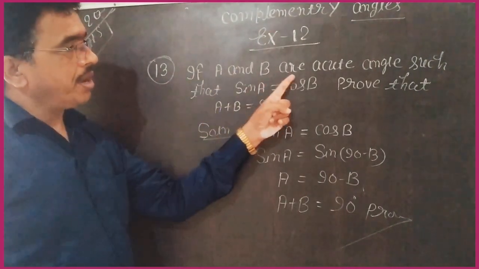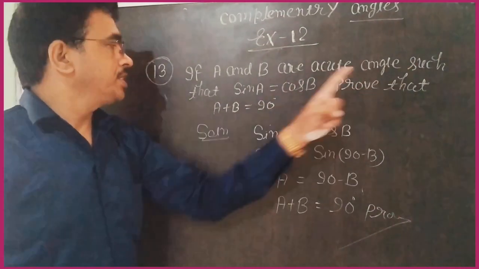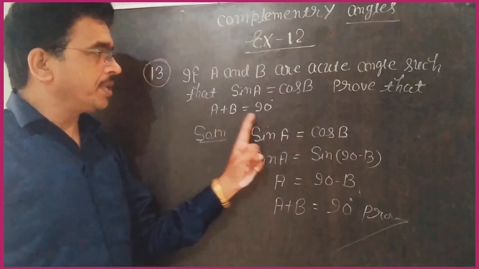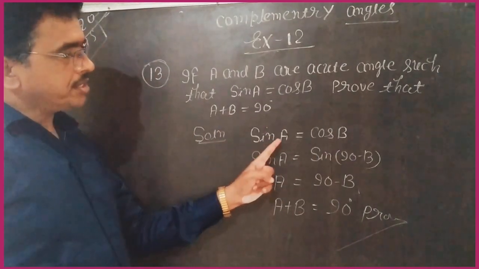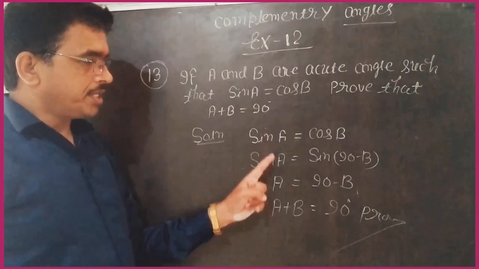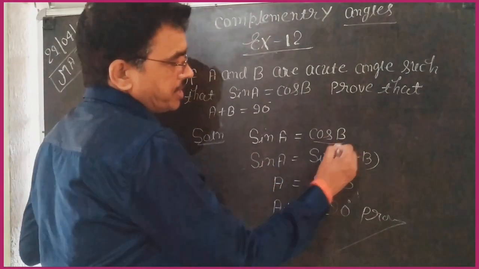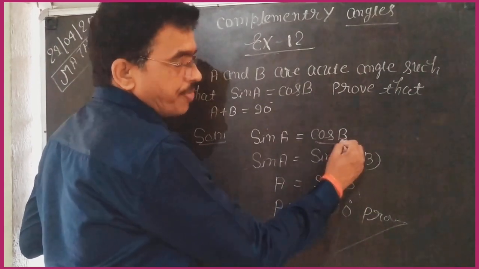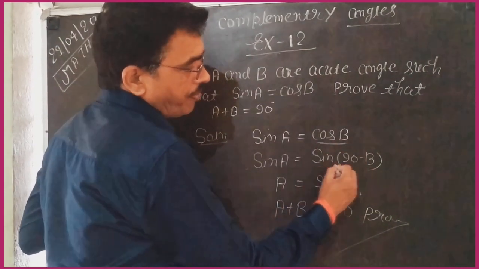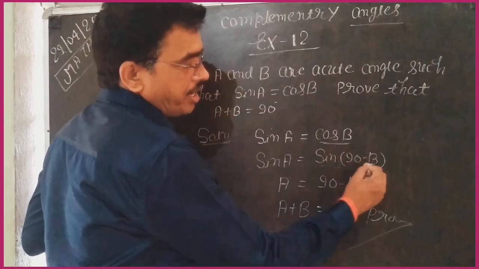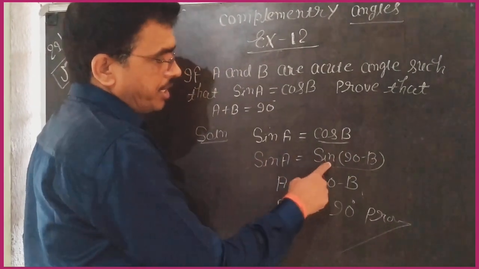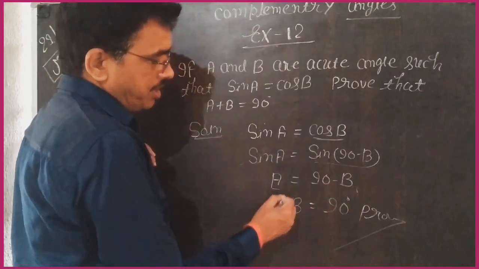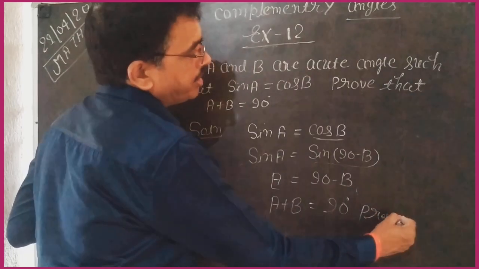That's question number 13, exercise 12. If A and B are acute angles such that sin A is equal to cos B, then prove that A plus B is 90. I write here sin A is equal to cos B. This is sin A, but this cos B is written as sin 90 minus B, because sin 90 minus B is cos B. So write this cos B in the form of complementary angle, that is sin 90 minus B. This sin cancels, so A is equal to 90 minus B, and minus B this side, then A plus B is equal to 90. That is proved.